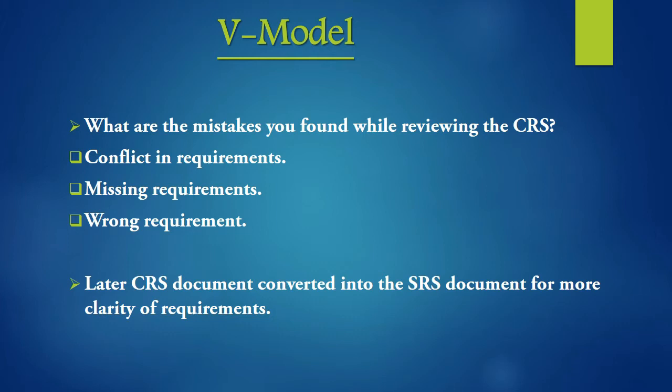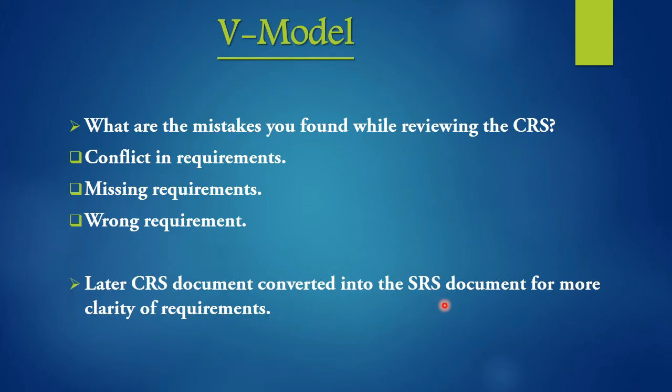And what are the mistakes you find while reviewing the CRS? So as a tester, what kind of mistakes do you find while reviewing the CRS documents? That's our question. So there can be 3 mistakes we can find while reviewing the CRS documents. The first is conflict in requirements, the second is missing requirements, and the third one is wrong requirements.